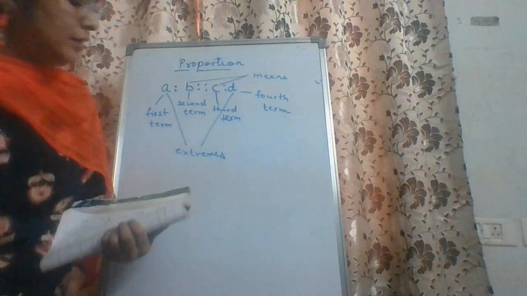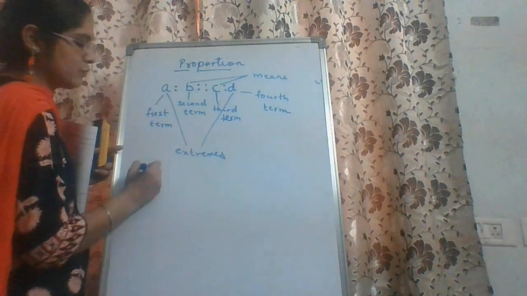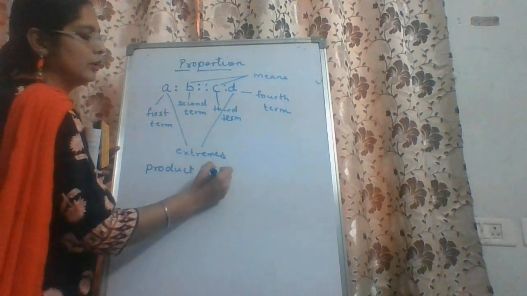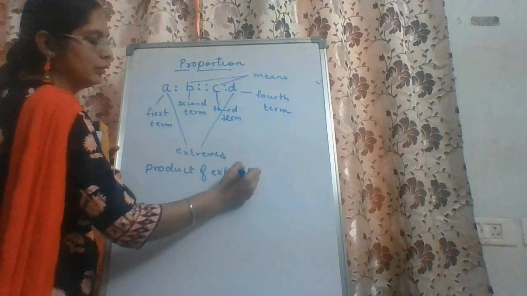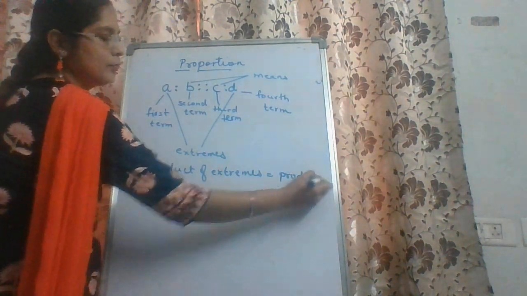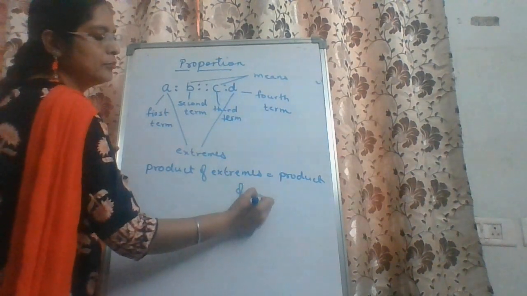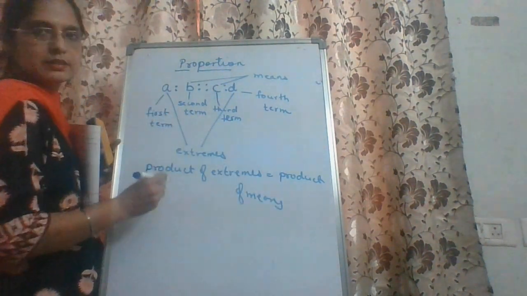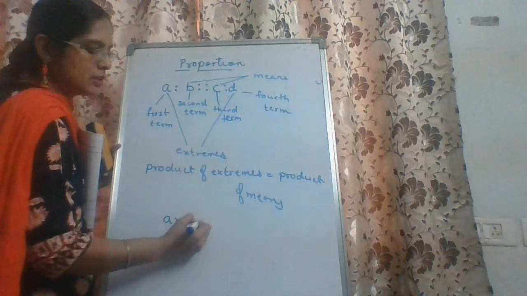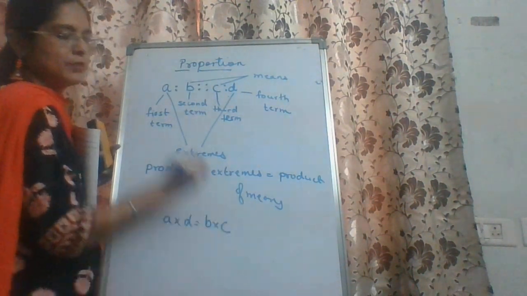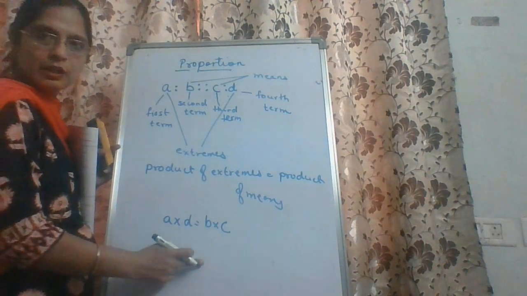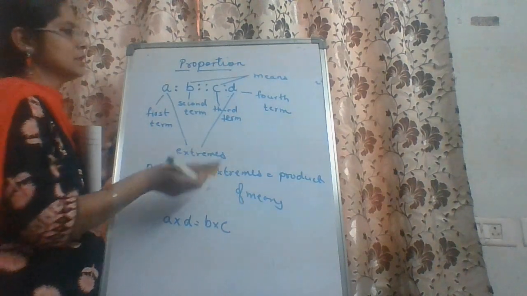Now, here the product of extremes is equal to the product of means, which implies that A multiplied by D is equal to B multiplied by C. Product of extremes equal to product of means.